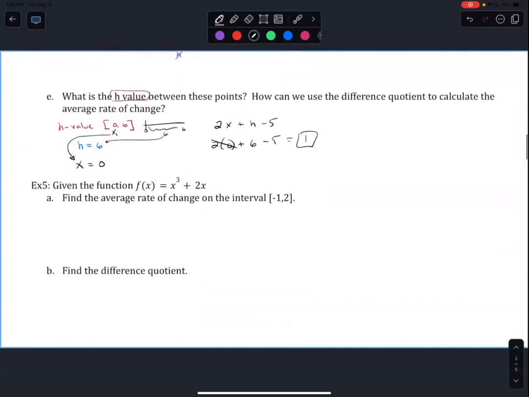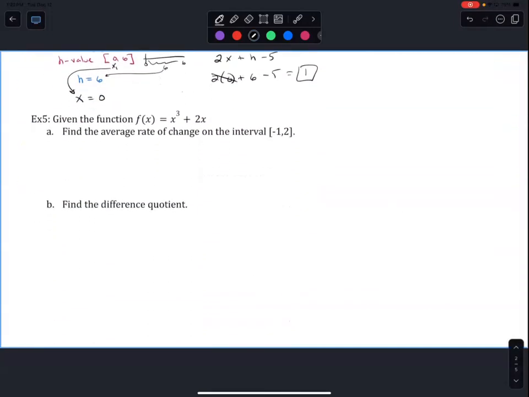Okay. Example 5. Let me see it out. This one's cubed, so be careful.